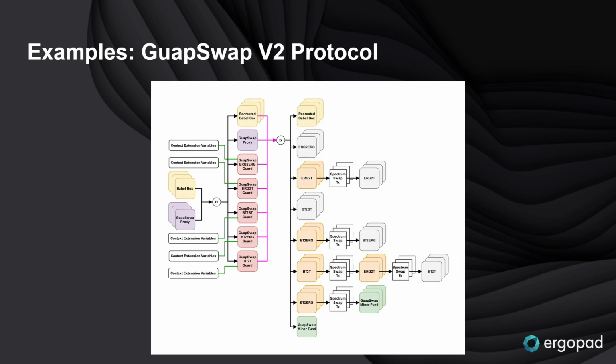In this slide, we're going to focus just on the erg to token guard, the second red box from the top. What it does is it reads the amount of erg that's in the GuapSwap proxy and uses the erg allocated for token swaps for that. So whatever erg is used for erg to token swaps will then use that erg to swap for whatever token the user chose. And it'll create an erg to token box, and that box will interact with the Spectrum bots and execute the swap.